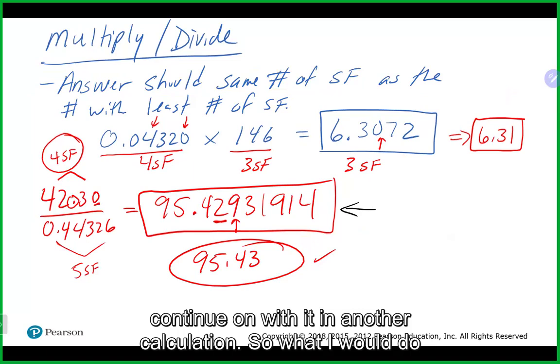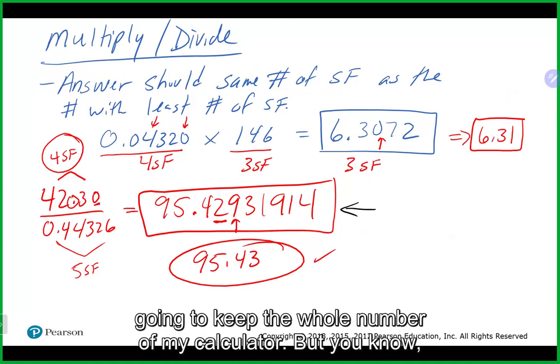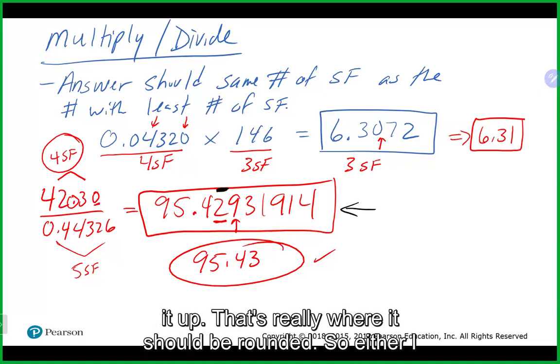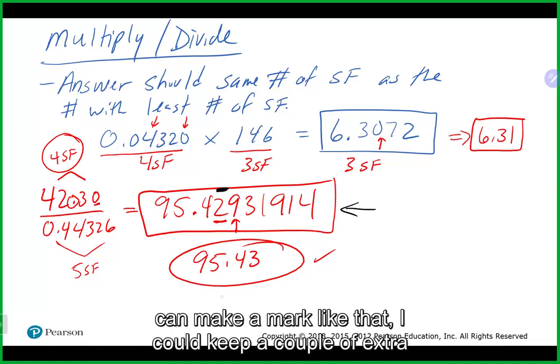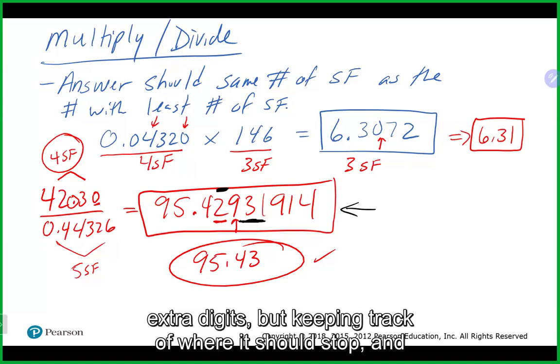So what I would do is go, okay, well, I don't really want to round. I'm just going to keep the whole number in my calculator. But I know if I were to stop at this point, that's where I should lay it up. That's really where it should be rounded. So either I can make a mark like that, or I could keep a couple of extra digits, even 3 is okay, and just continue on with those extra digits, but keeping track of where it should stop.